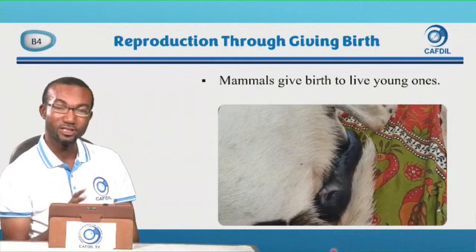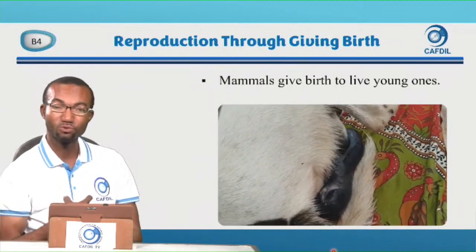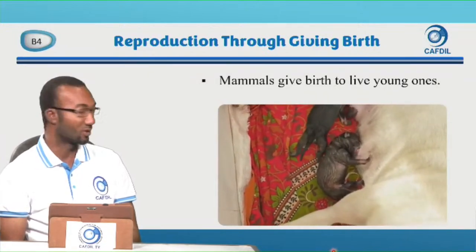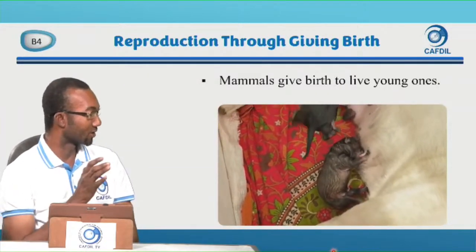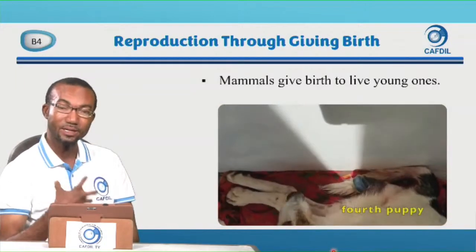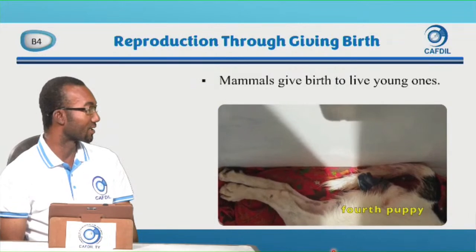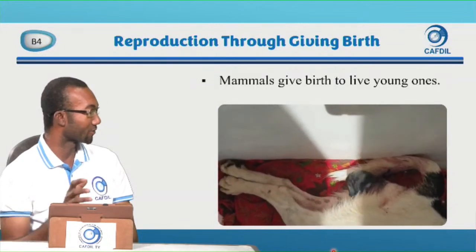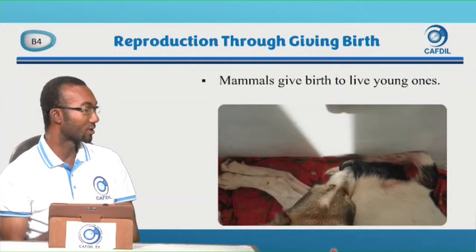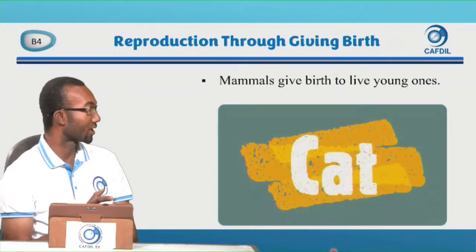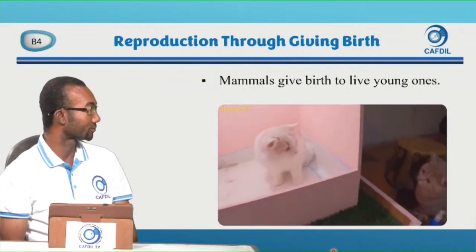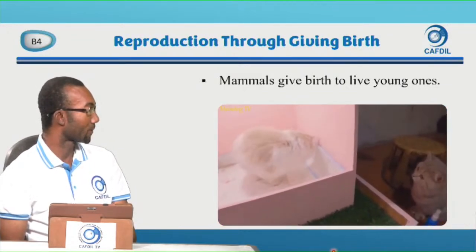And we have two ways. Either you came from your mother's womb or you came from an egg. So in this lesson we are looking at living things that came from their mother's womb. So we saw the human, the goats, the mouse, the pig, the dog, and now we have cats.